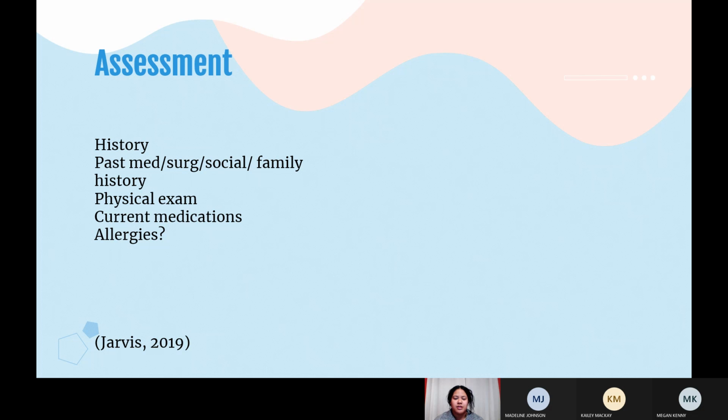And last but not least, we're going to assess neuro. So we're going to make sure that he's able to keep a conversation with us, that he's not groggy and he's not confused. We'll do a full GCS on him. And we want to make sure that he's oriented to person, place, and time.